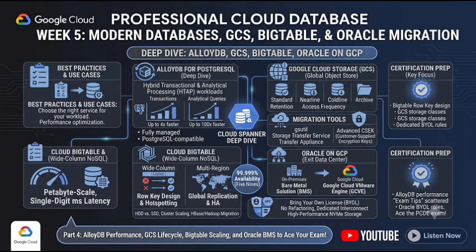4 times is a solid jump. It is, but more importantly, for analytical queries, it is up to 100 times faster. Wait, 100 times faster? Yes, 100x. That sounds like a typo in a marketing brochure. I mean, if a complex analytical query, say, scanning millions of rows to find a specific purchasing trend takes a full 60 seconds on standard Postgres.